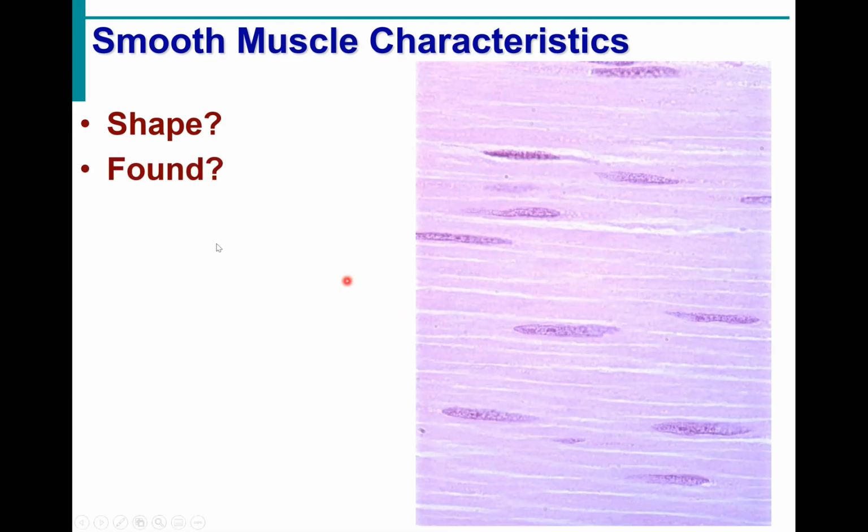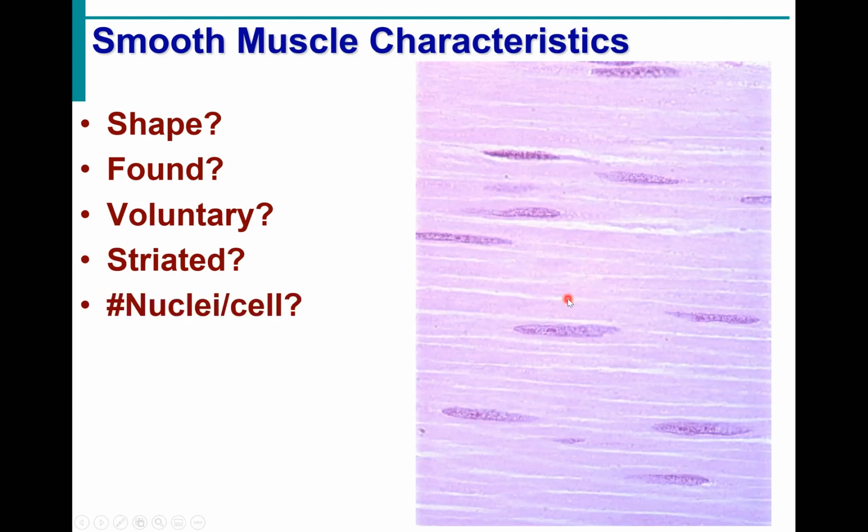We know that it is going to be located within the walls of our hollow organs. It is voluntary. No, pardon me, it is not voluntary, right? We have that involuntary control of it. It is not striated, smooth. That's where it gets its name, smooth muscle, because it doesn't have the stripes. Only one nucleus, and it's located in the center of the cells. And as we talked about, it has the highest rate of regeneration.